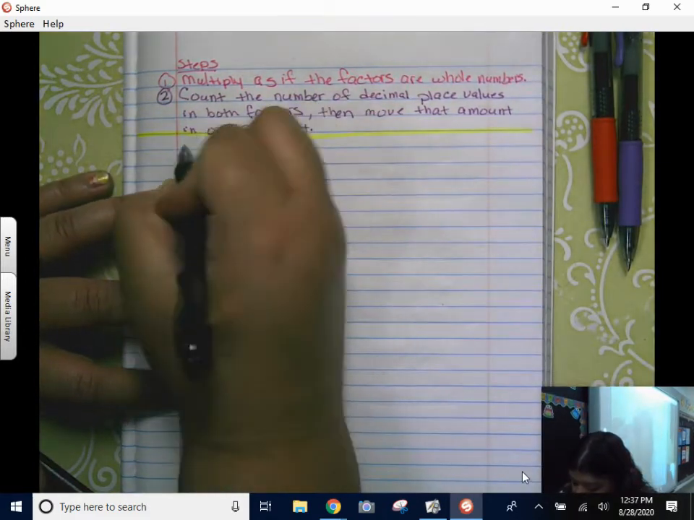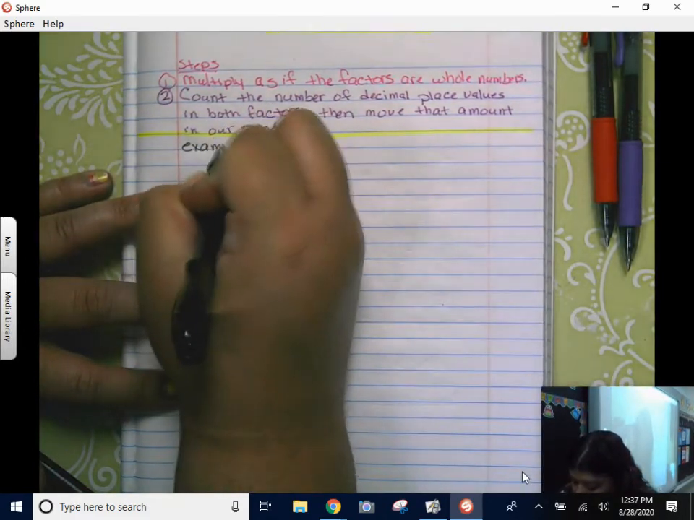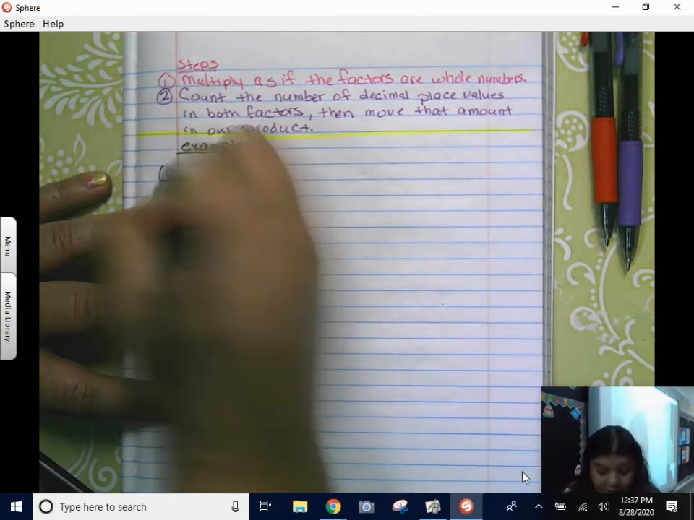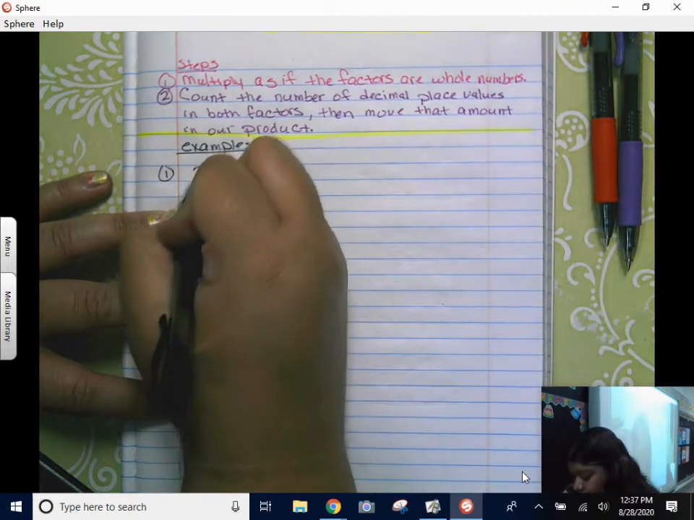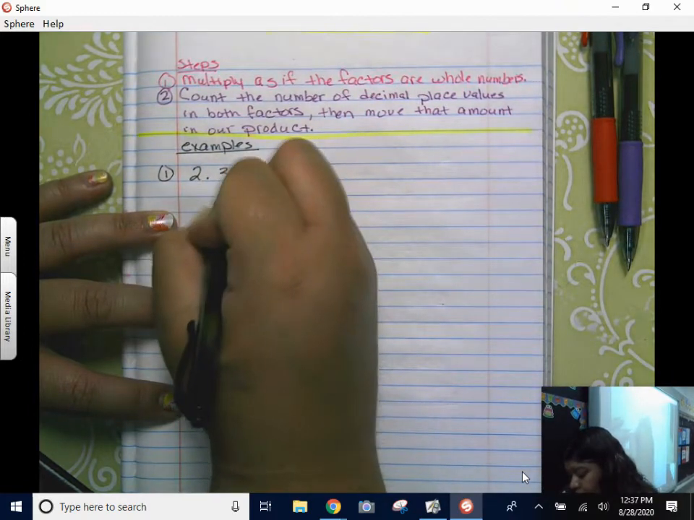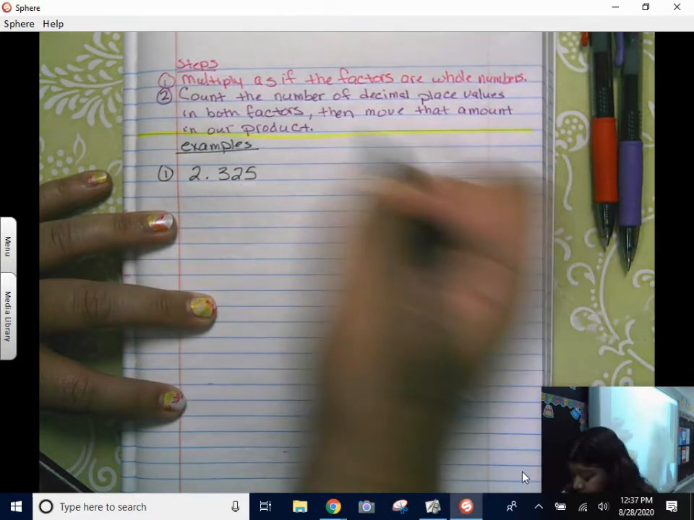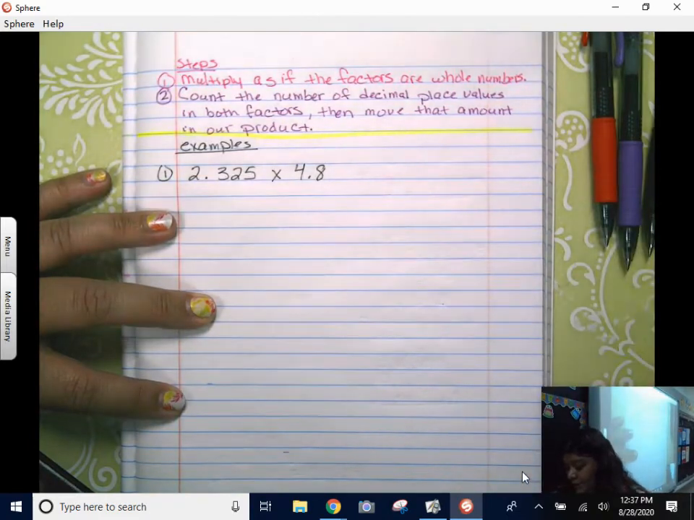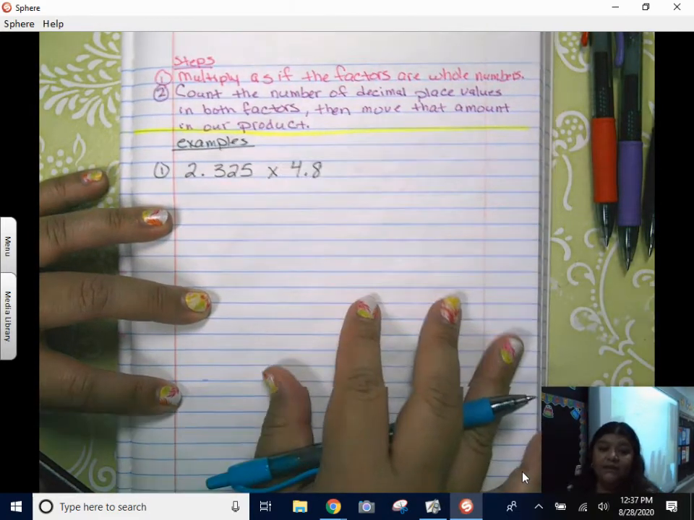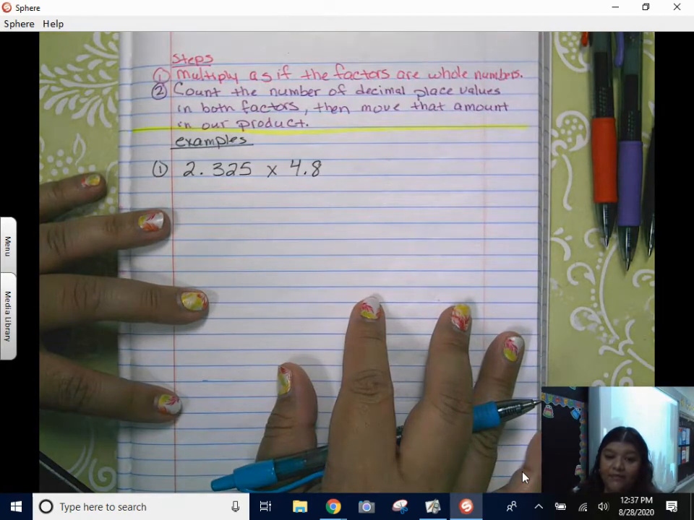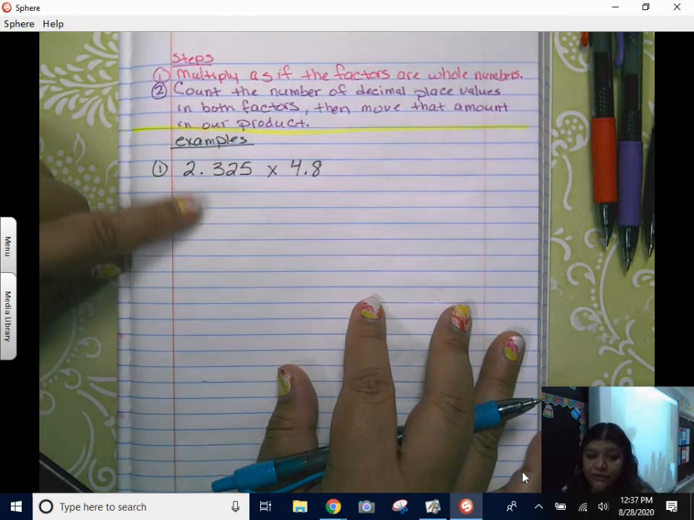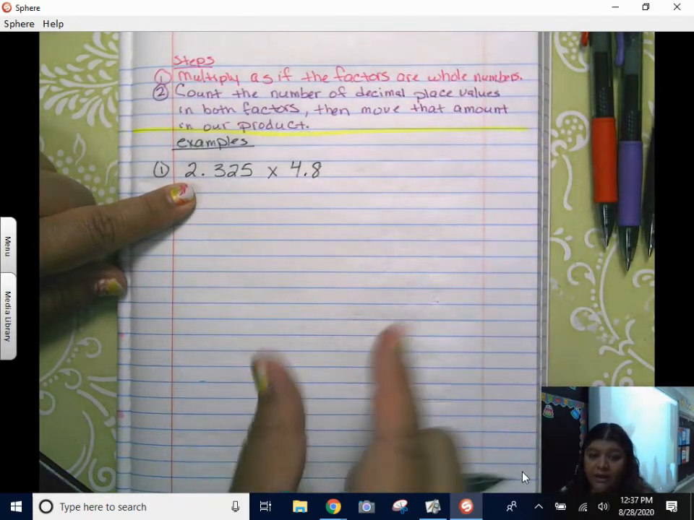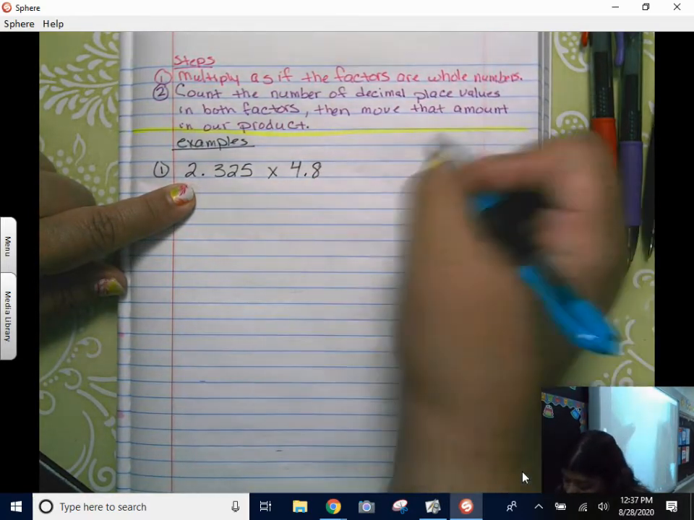Okay, so here are our examples, and we'll do a few of them. Okay, example number 1, let's take 2 and 325 thousandths times 4 and 8/10. 2 and 325 thousandths times 4 and 8/10. Okay. First thing we're going to do, first number goes on top. So I'm going to rewrite the problem here because I like to work vertically and not horizontally. Okay, with multiplication especially.